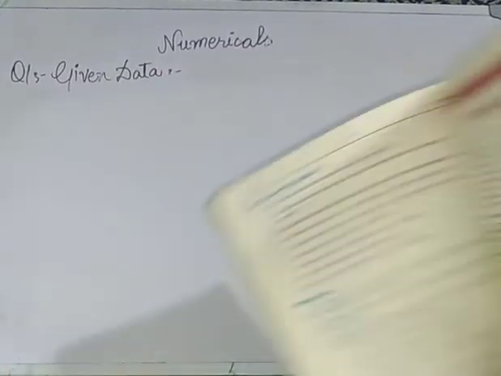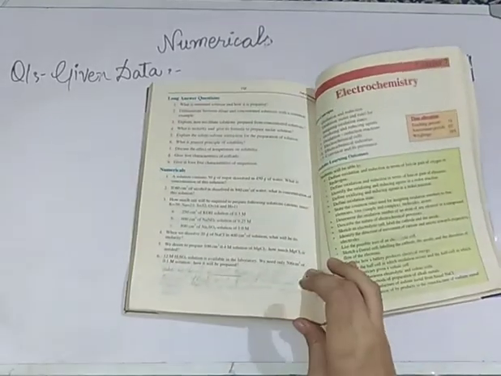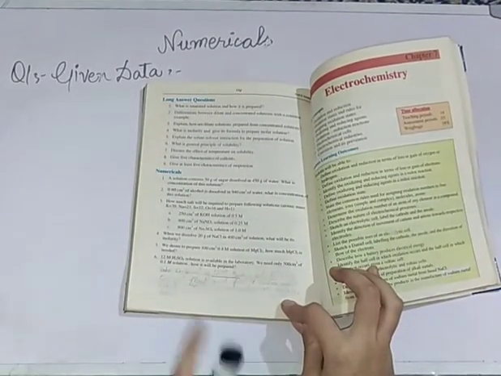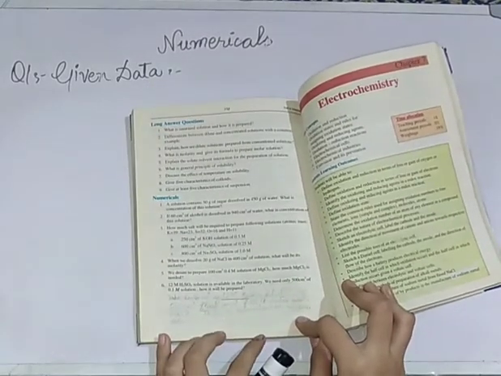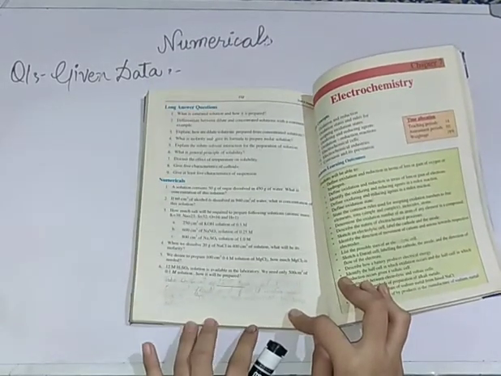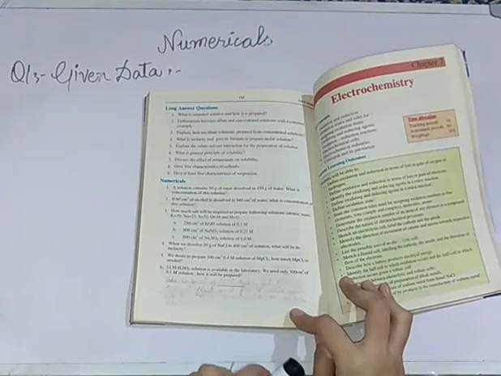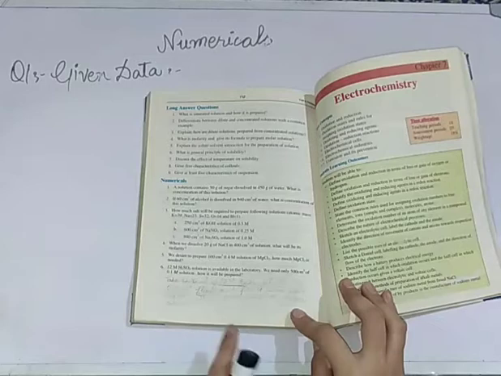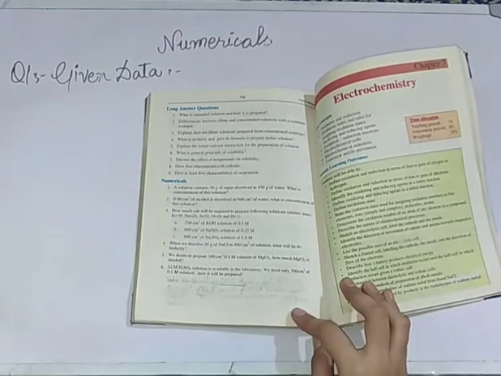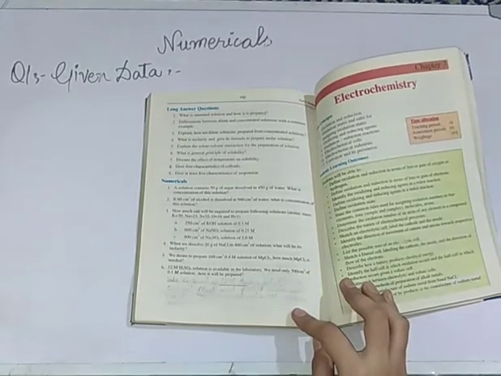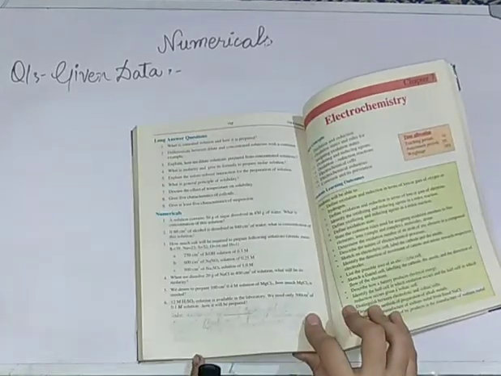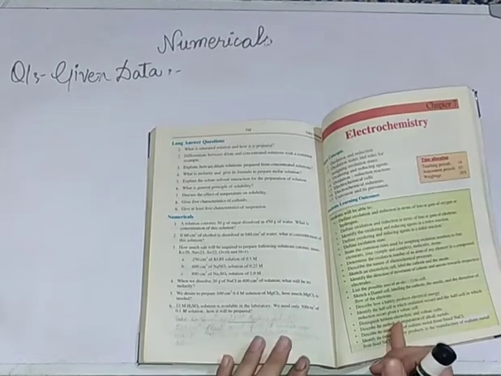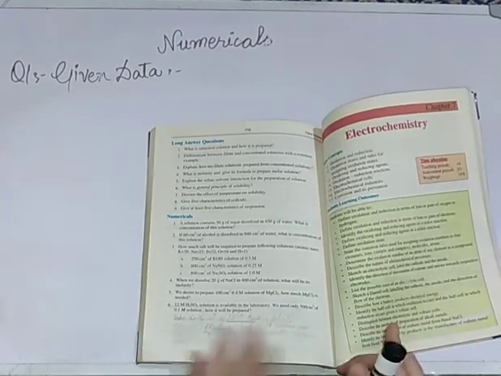The last question is: 12 molarity H2SO4 solution is available in the laboratory. We need only 500 centimeter cube of 0.1 molarity solution. How will it be prepared? We have to prepare sulfuric acid. Let's start the question. It will involve a concentrated solution and a diluted solution.